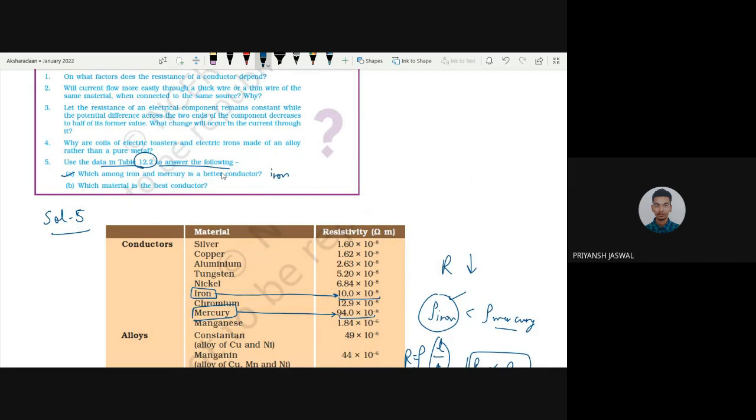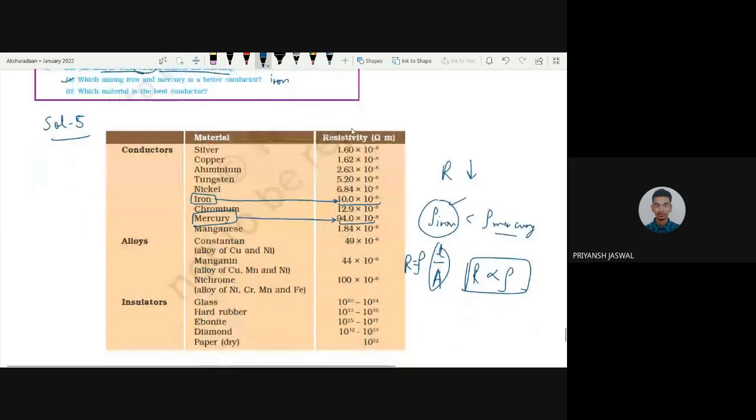Which material is the best conductor? So from this table, the one with the lowest resistivity will be the best conductor, which is silver here. Silver with the resistivity of 1.60 into 10 to power minus 8 ohm meter.